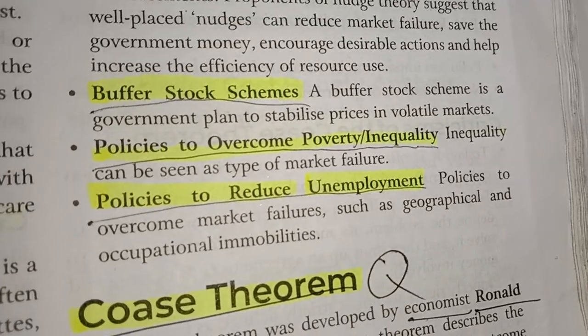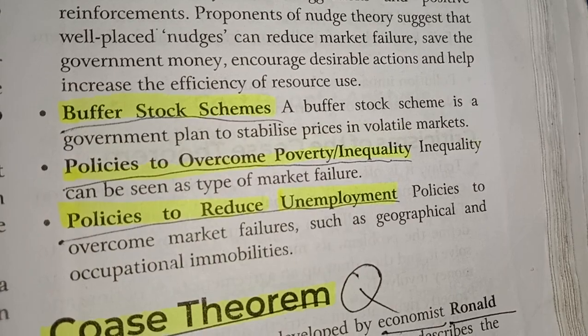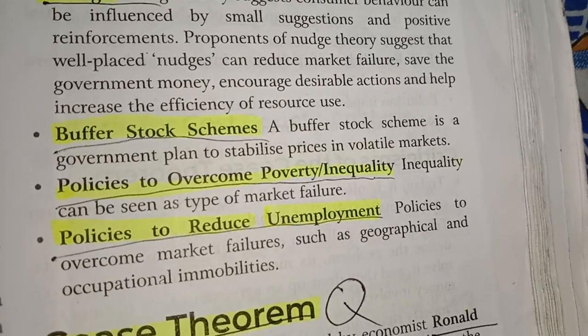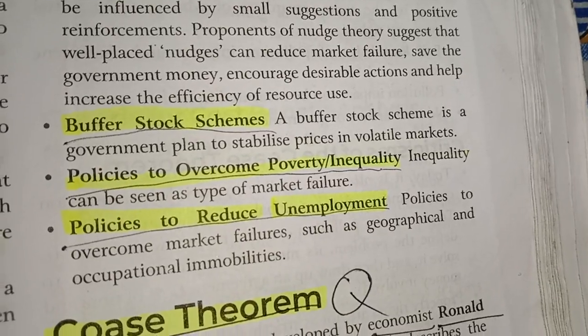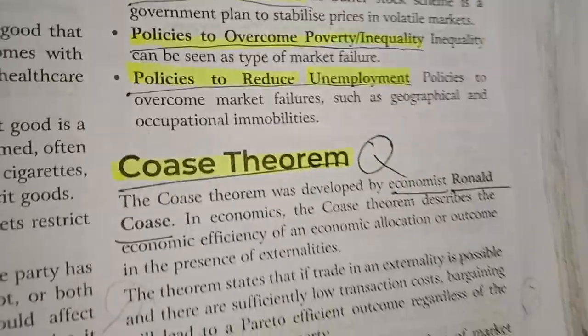Policies to overcome poverty and inequality. Inequality can be seen as a type of market failure. Policies to reduce unemployment. Policies to overcome market failures such as geographical and occupational immobility.